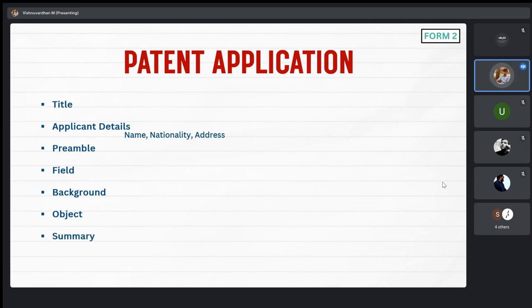Then the summary of your invention. This is basically the easiest thing to write. Basically, just a gist of everything. And this summary has to closely match what you're claiming in the claims later on. Okay. So write the claims and then summarize all of that in the summary later on.